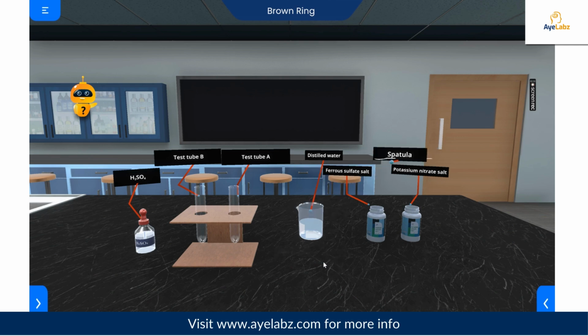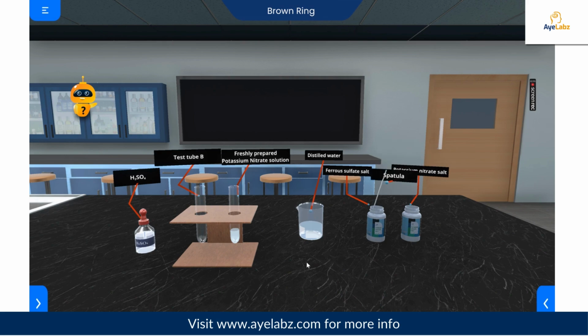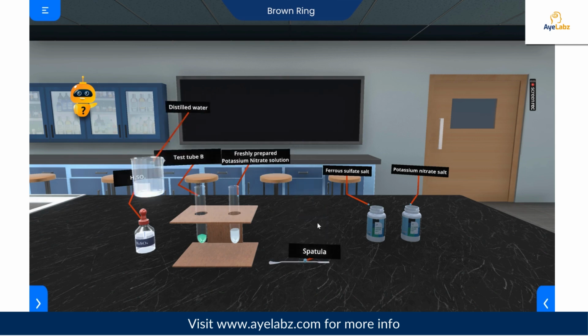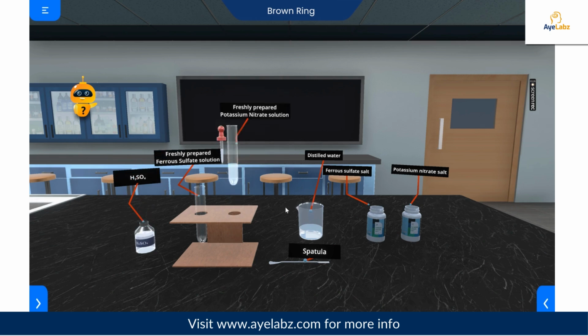Let's test it. I'm clicking on the spatula to add potassium nitrate salt to test tube A. Let me add a bit of water to mix it thoroughly. Potassium nitrate solution is ready now. Let us prepare ferrous sulfate solution as well. Once both the solutions are ready, it's time to add ferrous sulfate to the potassium nitrate solution. Finally, it's time to add the hero, that is sulfuric acid, along the sides of the test tube.